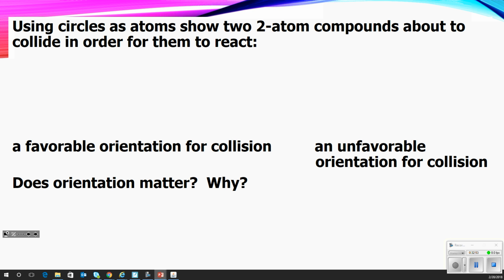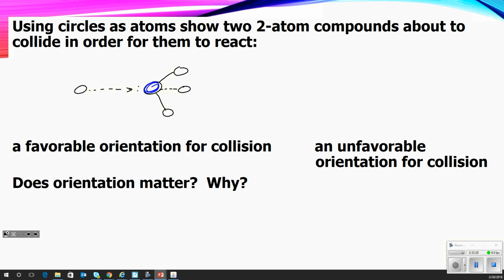Using circles as shown in the two atom compounds, what happens when they collide? A favorable orientation. If I have two molecules, like an ammonia, and I have an extra hydrogen over here. Remember that it had its unshared pair of electrons. So this would be a favorable orientation for this hydrogen to come in and bond and make NH4.